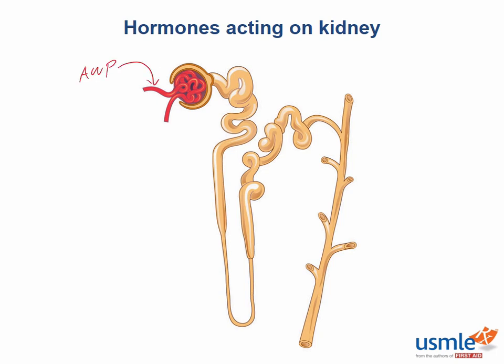Atrial natriuretic peptide, which is secreted by the heart in response to increased atrial pressure, causes increased GFR by dilating the afferent arteriole without a compensatory increase in sodium reabsorption. This leads to increased sodium and water loss, bringing the blood volume back down.